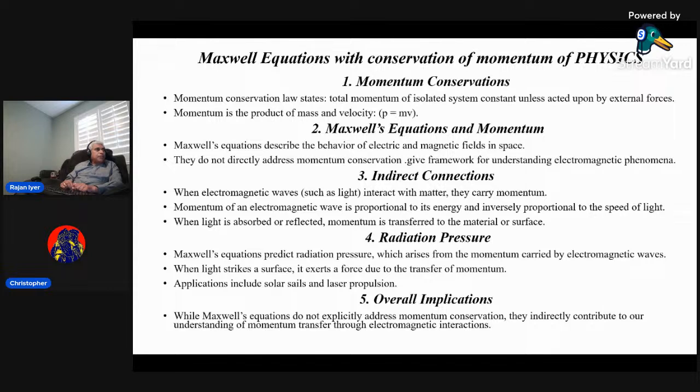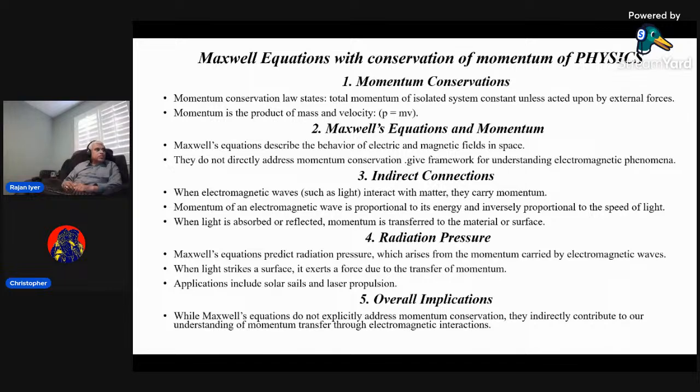The Maxwell equations and momentum. So Maxwell equations describe the behavior of electromagnetic fields in space. So what happens in space? The whole thing is described in Maxwell equations. That's the beauty of Maxwell equations. We know that, that just means what happens inside a surface, inside a volume. All these are described by these equations, but they don't address directly the momentum conservation. However, they do give a framework for understanding electromagnetic phenomena.